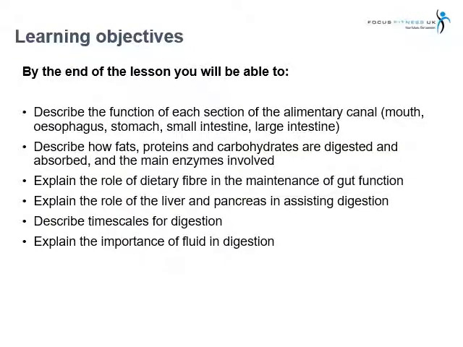In this session we'll look at a number of things. Firstly, we'll describe what's called the alimentary canal, the tube going through your body. We'll talk about how different macronutrients and micronutrients are absorbed. We'll talk about fibre. We'll talk about the liver and pancreas and how, whilst not being part of the alimentary canal, they affect your digestive system, how long digestion takes, and why fluid is important.